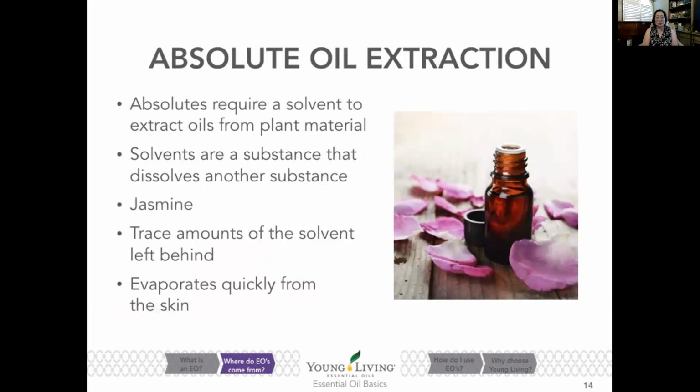So the absolute oil extraction, as for jasmine, simply put, is adding a solvent to extract the oil. In Young Living's case, the only essential oil that we extract this way is jasmine.